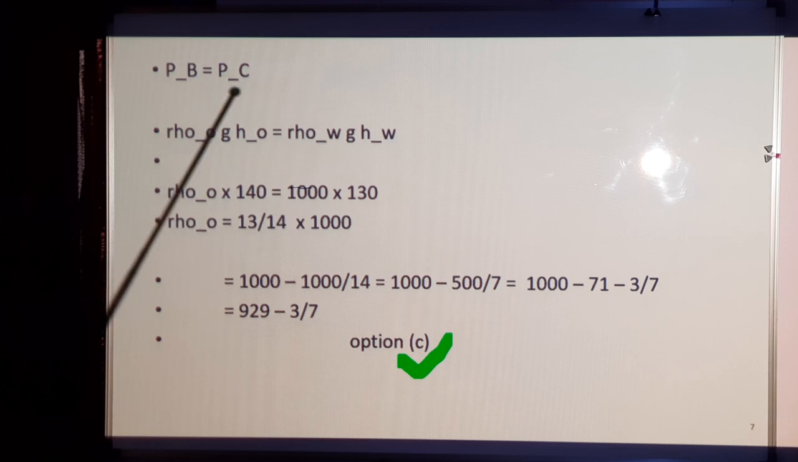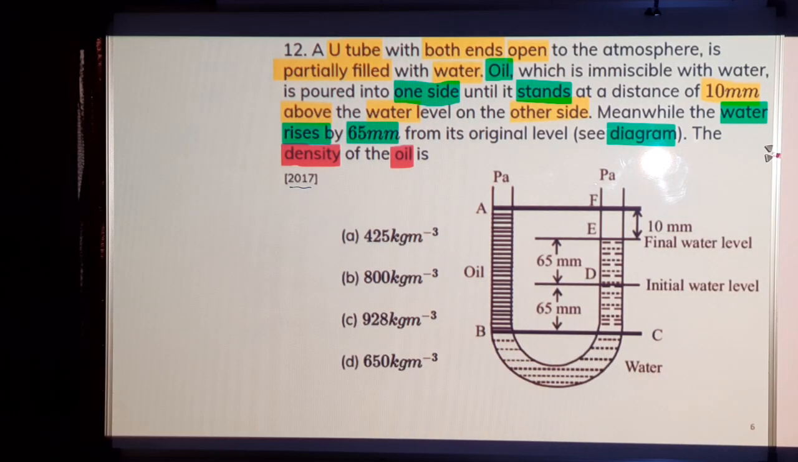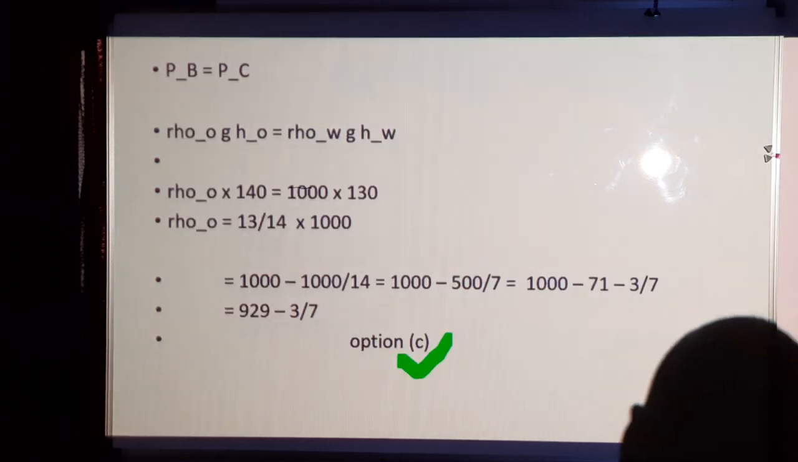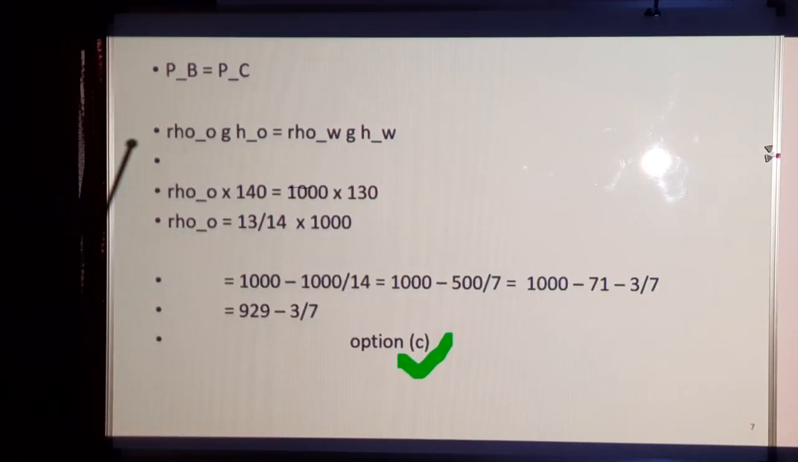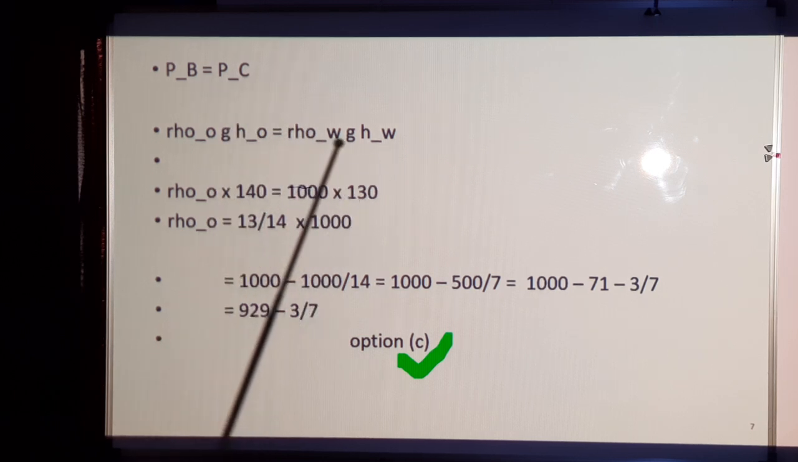Pressure at points B and C are the same because this column of water is at rest. So that means force on this side and force on this side on this amount of water should be the same. So pressure at point B should be the same as pressure at point C. Pressure at point B is rho GH of the liquid above it, which is oil, and pressure at point C is rho GH of the liquid above it, which is water. So simplifying, you will get this answer.